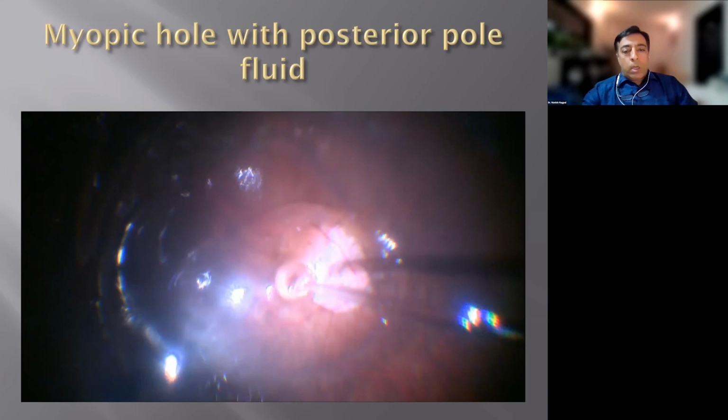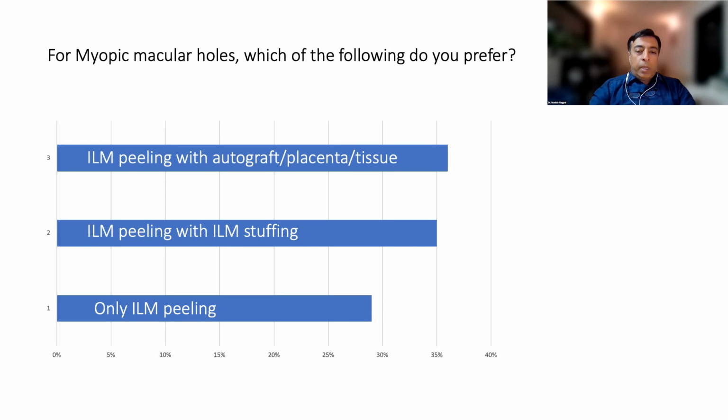So for myopic holes, do you do only ILM peel with stuffing, which we discussed, or do you also do an autograft, not autograft in the sense of a retinal tissue or a placenta or something else other than ILM, which a lot of people are doing now for these cases? Okay, so I think it's equally divided. Some people do only peel, some people are stuffing, and some people are also doing autografts. As you can see, there is no consensus on these things, and that's why there's a variety of things available to manage these situations.